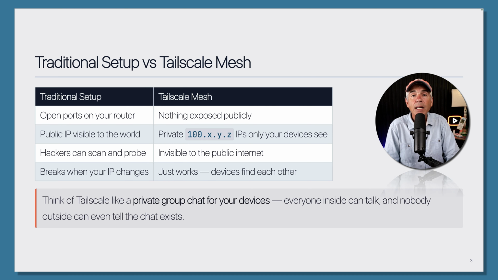A Tailscale end-to-end encrypted mesh network is like a private group chat for your devices. So all of your devices are able to talk to each other from anywhere in the world, but the private group chat is completely hidden from the public internet. So nobody knows that it exists except for you.